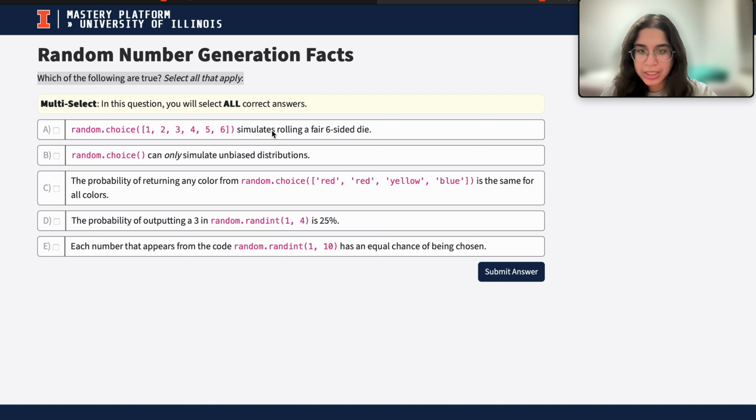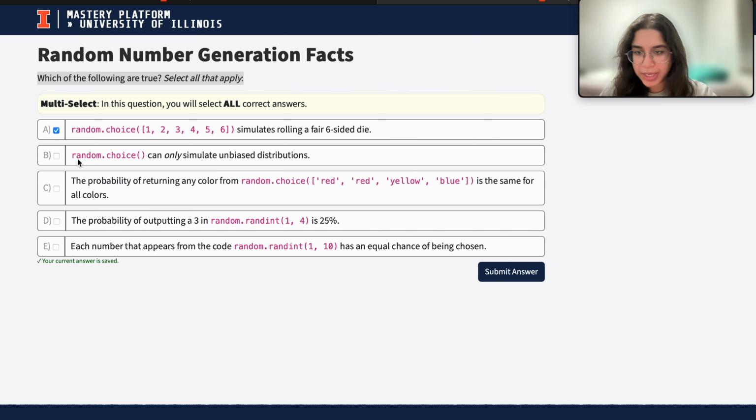So this correctly simulates rolling a fair six-sided die, because the probability of rolling any value on a six-sided die is equally likely, right? It's the same. It's 1/6, which is exactly what is represented in this random generator here. So answer choice A would be correct.